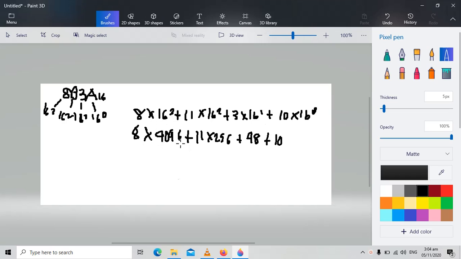Now we need to do the process again. Like I said last time, 4,096 times 8 is 32,768, plus 256 times 11 is 2,816, plus 48 and 10. Add these together.